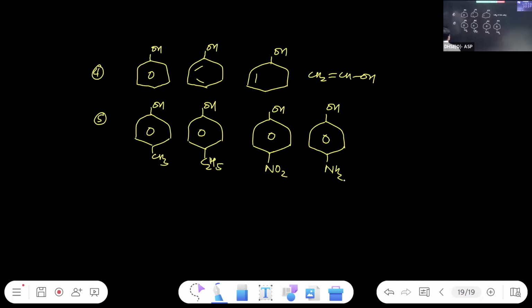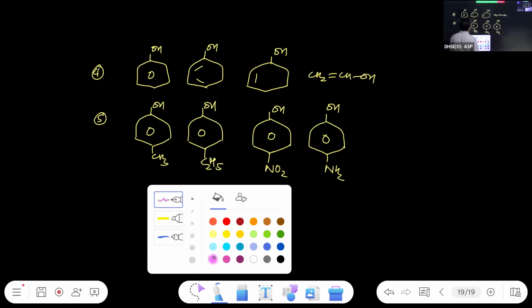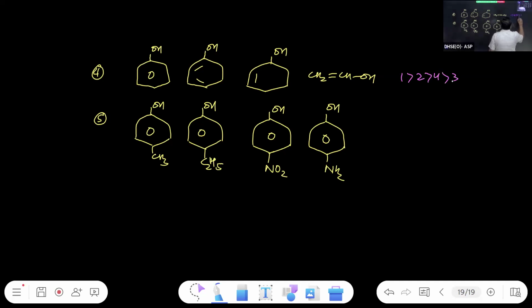Okay, first let me write the answers, then we'll discuss. It is 1243. And the second is 3214. Compare with your answer. I'm saying more the number of resonance structures, more is the stability of the intermediate. Again repeating, more the number of resonance structures, more is the stability of the intermediate.